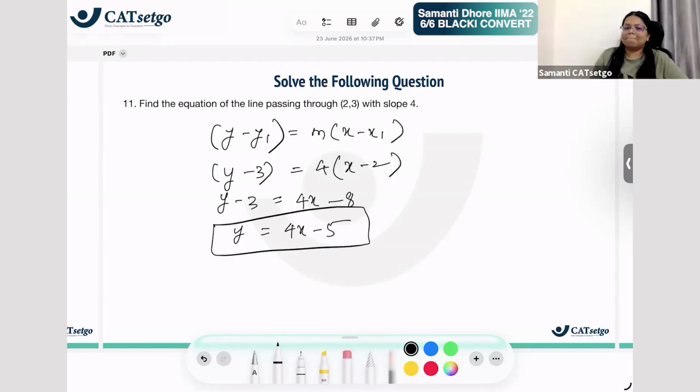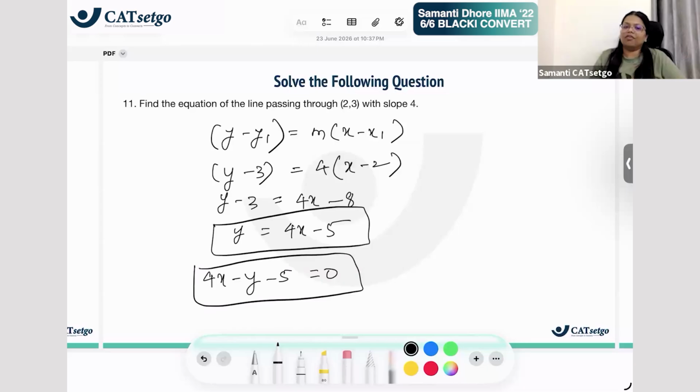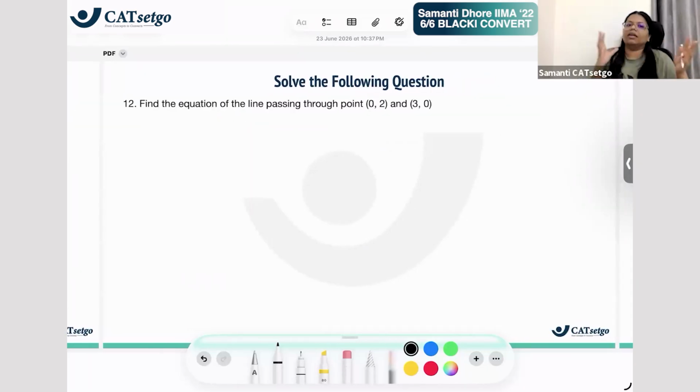ये भी आ रहा है. इस फॉर्मेट में लिखो या इस फॉर्मेट में लिखो, 4x minus y minus 5 is equal to 0. जनरल फॉर्म में लिखो, किसी भी फॉर्म में लिख सकते हो एक ही बार. Right? Fair? All of these are like intertwined.